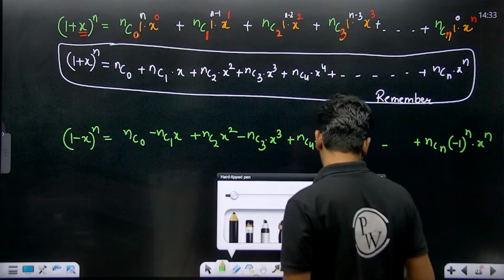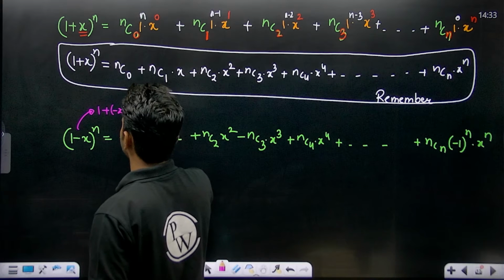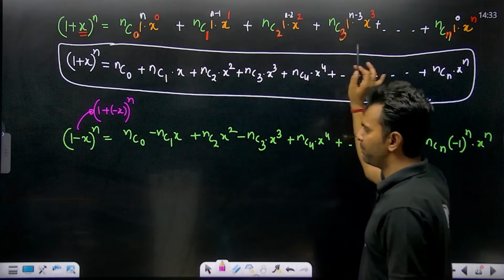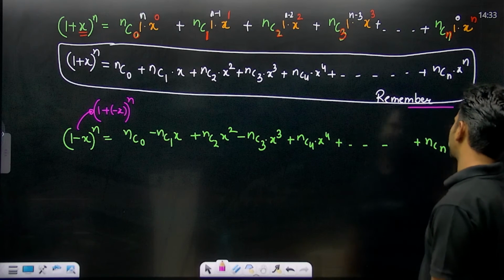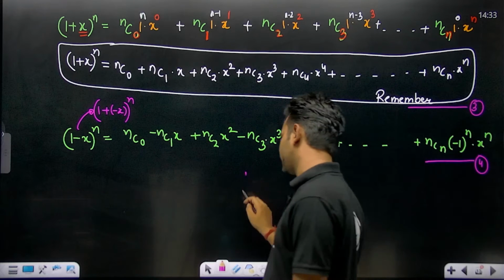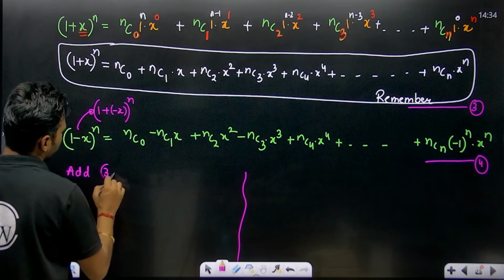Yes or no? Because this thing can be rewritten as 1 plus minus x whole power n. So in place of x over here, just replace it by minus x to get this particular expression. Now calling it 3 and calling it 4. If you add 3 and 4, something good is going to happen, and if you subtract 3 and 4, something good is going to happen.